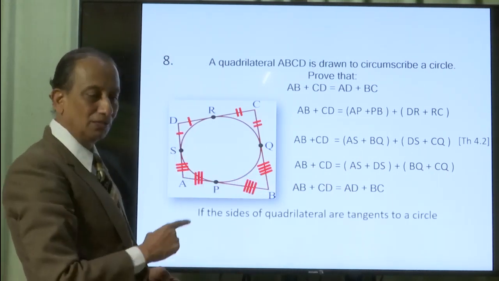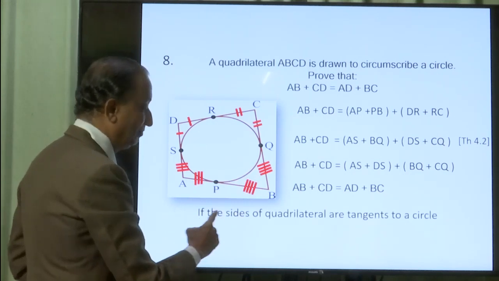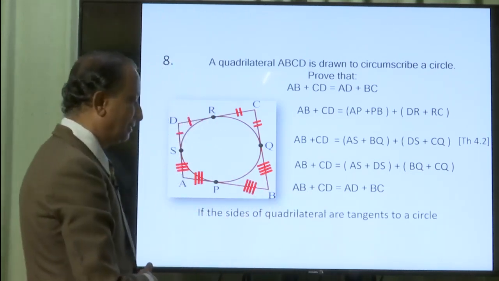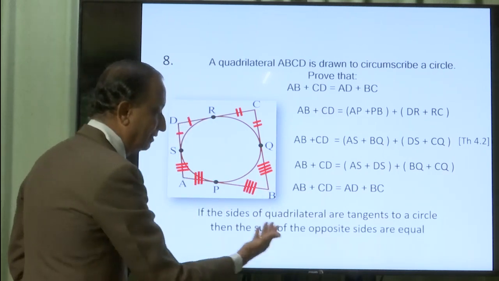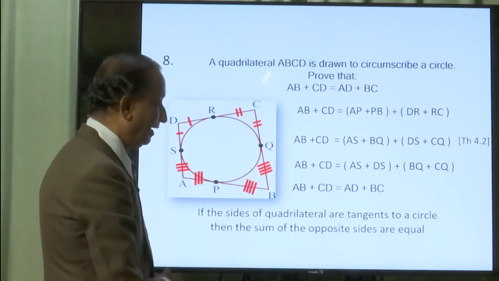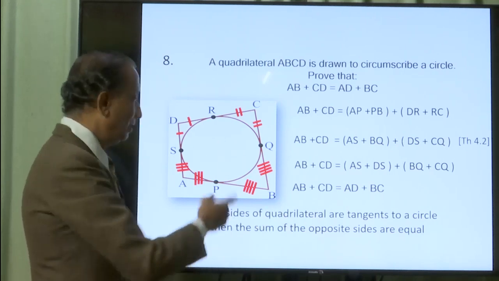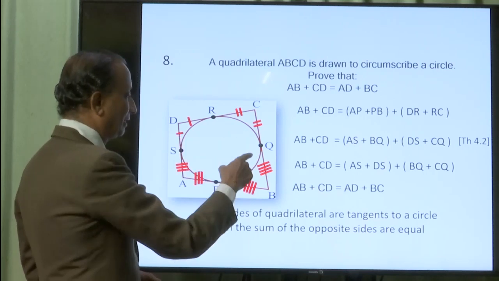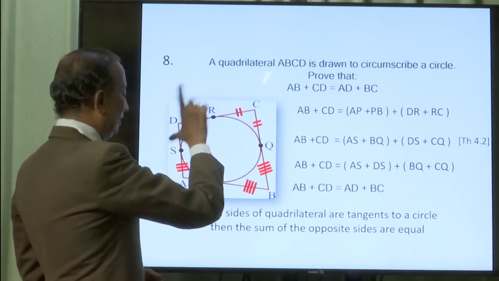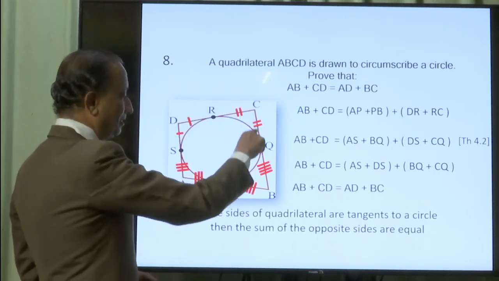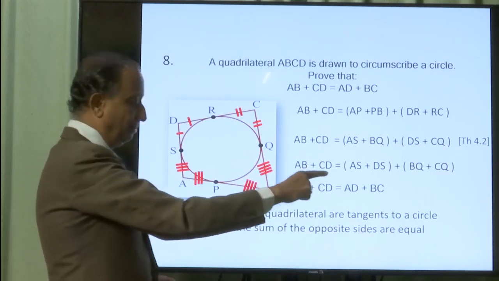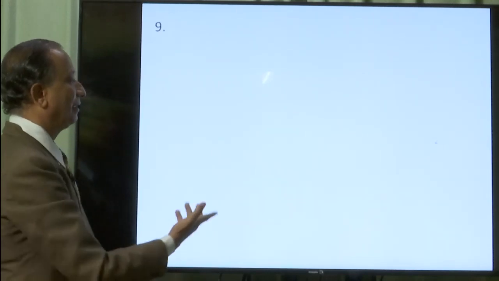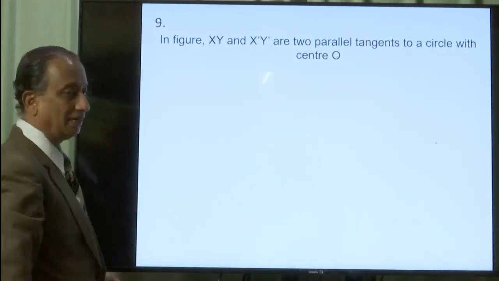So this can be so nicely remembered as: if the sides of a quadrilateral are tangents to a circle, then the sum of the opposite sides is always equal. If all these four sides are the tangents to a circle, then this plus this is always equal to this plus this. This is because of theorem number 4.2. Okay. Now another important problem, let us try to understand.